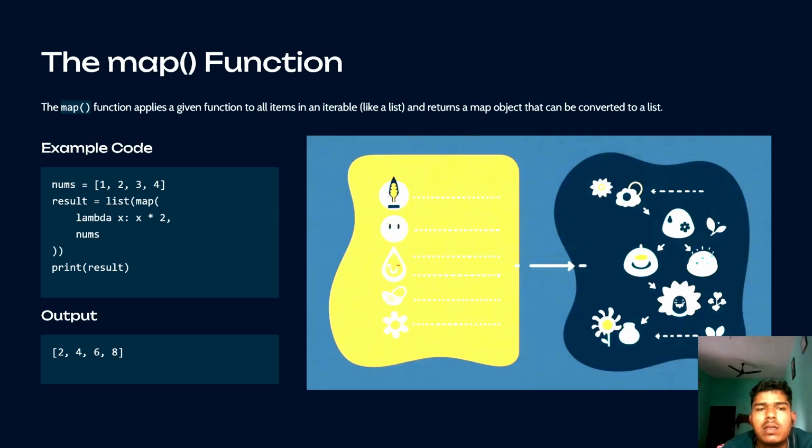The map function. The map function applies a given function to all items in an iterable like a list and returns a map object that can be converted to a list. Example code: nums is equal to [1, 2, 3, 4], result is equal to list(map(lambda x: x * 2, nums)), print result. Here nums is 1, 2, 3, 4, and we call each item x. First we multiply all the values by 2: 2 times 1 is 2, 2 times 2 is 4, 3 times 2 is 6, and 4 times 2 is 8, then we get the output 2, 4, 6, 8.